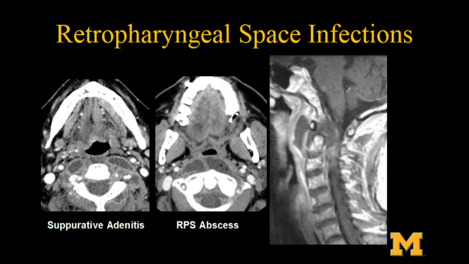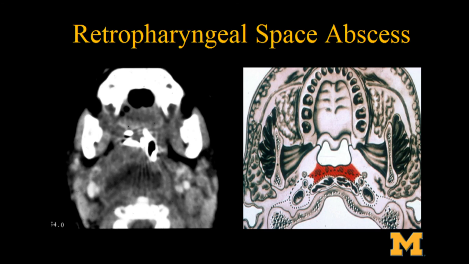And then eventually, if it's not treated, it can erode anteriorly into the dens, and eventually you end up having a frank retropharyngeal abscess here with an abscess involving the spinal canal. This is a true example of a retropharyngeal abscess. I don't think we'll ever confuse this with suppurative adenitis. And this is another example of a retropharyngeal abscess.